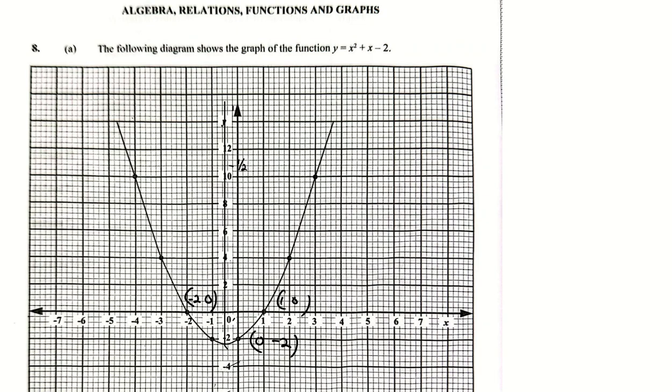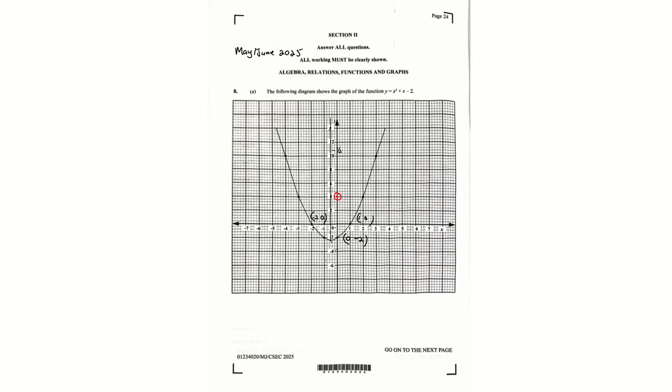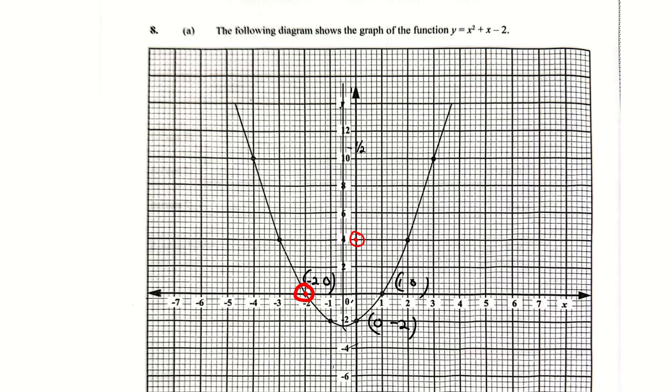I'm going to do it in red, but you will have to do it in pencil. x is 0, y is 4, that is right here. The next one is negative 2, 0, which is right here. So if I draw this, it would be right here.